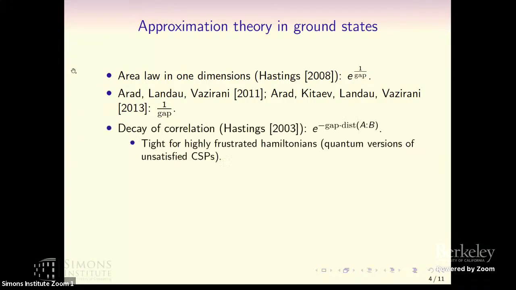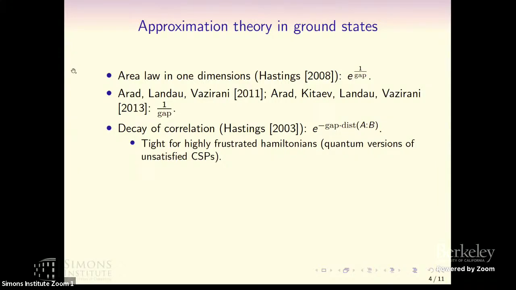There's another set of results. Hastings again showed, now in the past, around 2003, that the ground states satisfy what is known as a decay of correlation, which means that the correlation function gets weaker as the distance between the things that you're observing gets farther away. And the rate of decay is given by the gap of the Hamiltonian. This result is tight for gapped Hamiltonians.